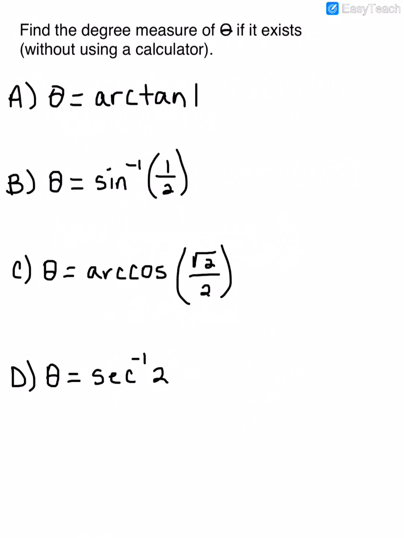All right, find the degree measure of theta if it exists without using a calculator. These are values that we should be familiar with. For A, it says theta is equal to the arctangent of 1. So we're looking for the angle whose tangent is 1. And remember, it's restricted. Since we're using theta, that means that we're using degrees, and again, it says it up here. So tangent is going to be restricted between negative 90 degrees and positive 90 degrees. So tangent would be 1 at 45 degrees.